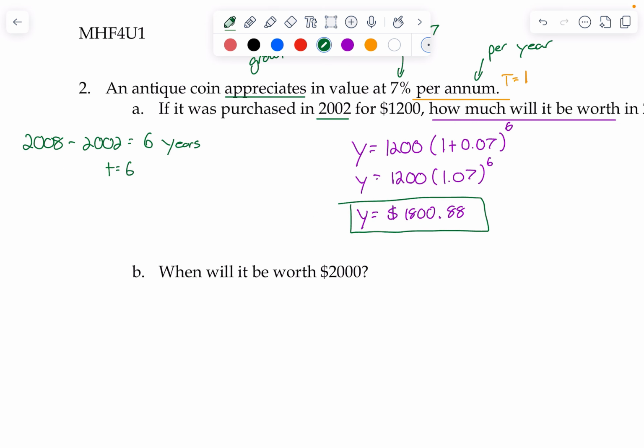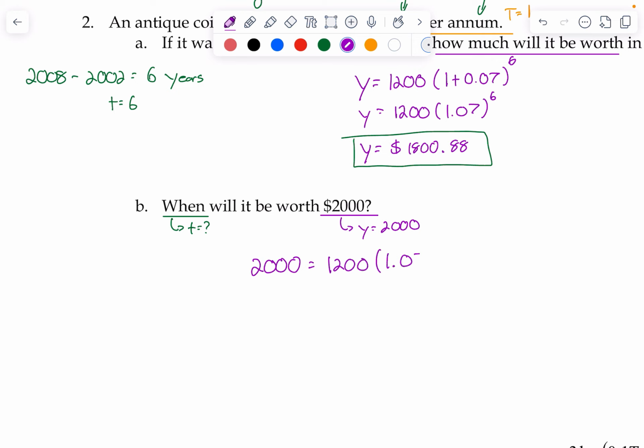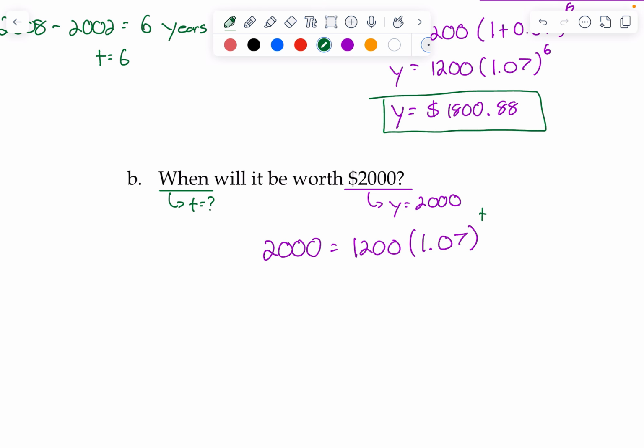When will it be worth 2,000? That's me saying, solve for little t. When will it be worth 2,000? Well, that's your final amount. So I'm giving you y now in this problem. y is 2,000. So I'm going to say 2,000 is equal to my initial amount being 1,200. It's the same problem, so the value is still growing by 7%. But now I'm just solving for t. I'm not telling you how long time has elapsed. So to isolate for t, we're going to divide both sides by 1,200.